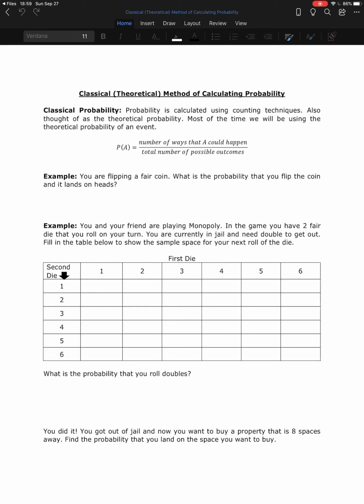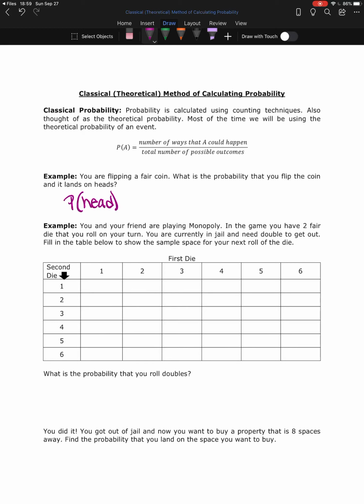So the probability of an event A is found by taking the number of ways that A could happen and dividing that by the total number of possible outcomes. So for example, you are flipping a fair coin. What is the probability that you flip the coin and it lands on heads? I'm not actually going to flip a coin to figure this out. I'm going to use the theory behind flipping a coin to figure this out. So I want to find the probability that I land on heads.